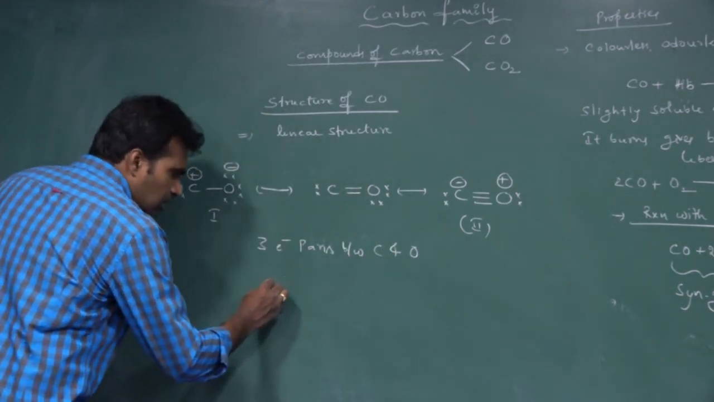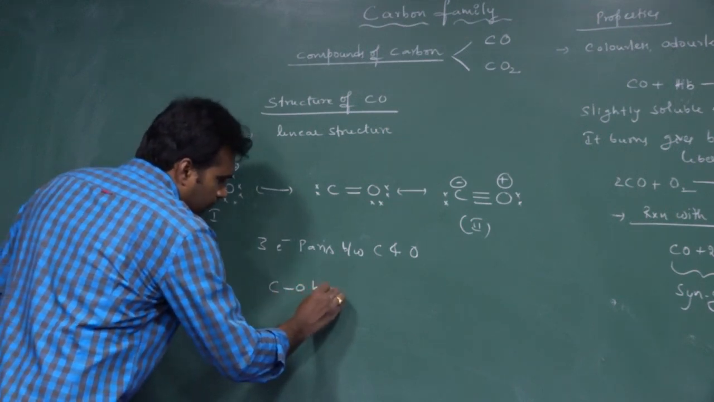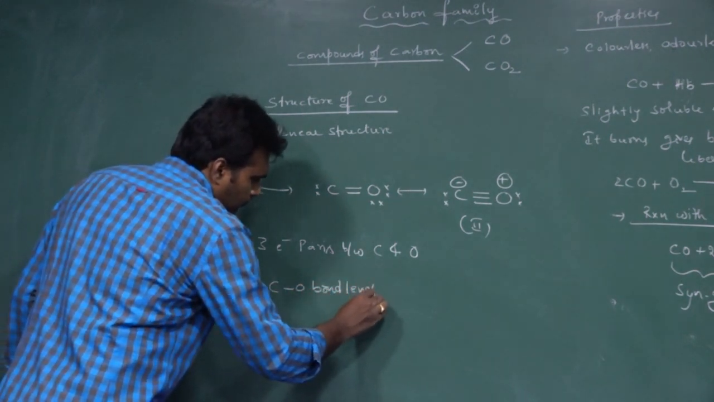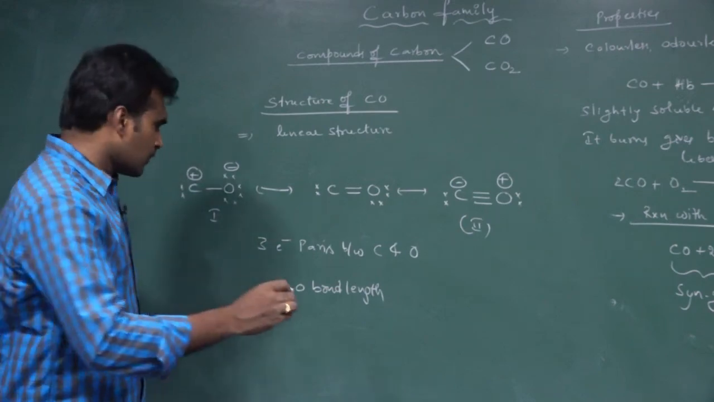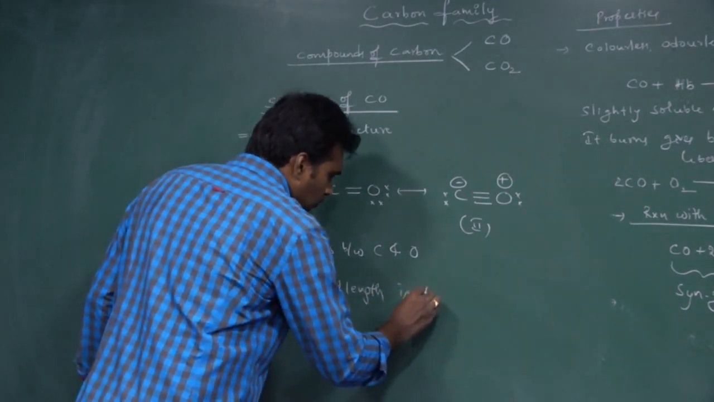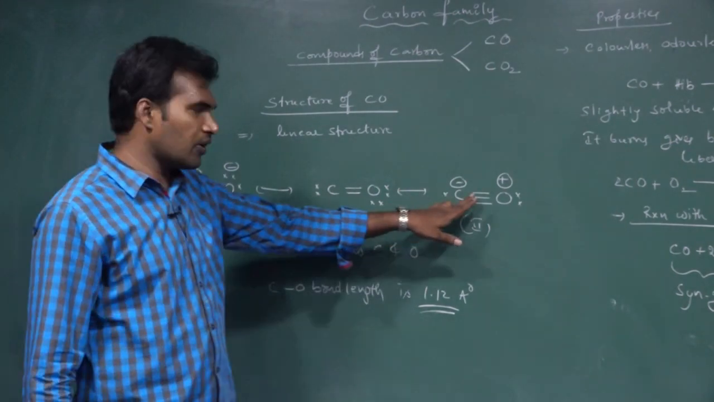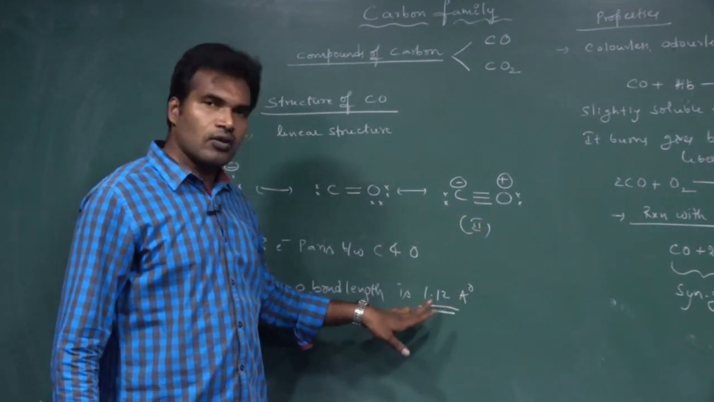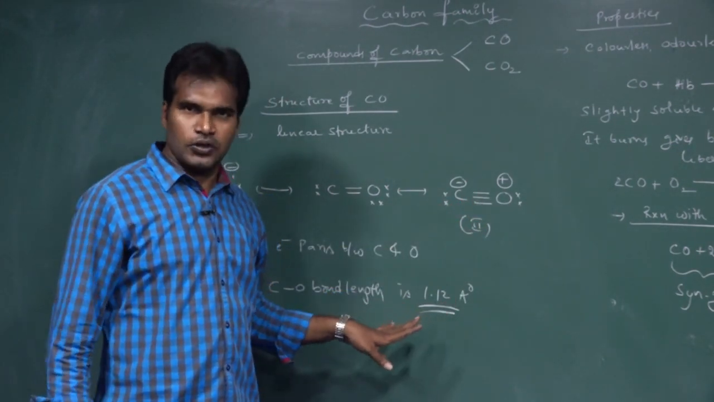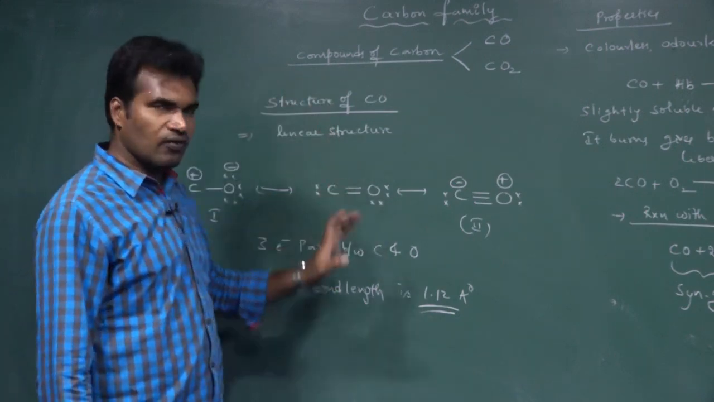And the CO bond length is 1.12 angstrom units, because of its triple bond nature. It is almost equal to 1.129 angstrom units. So this is about the structure of carbon monoxide.